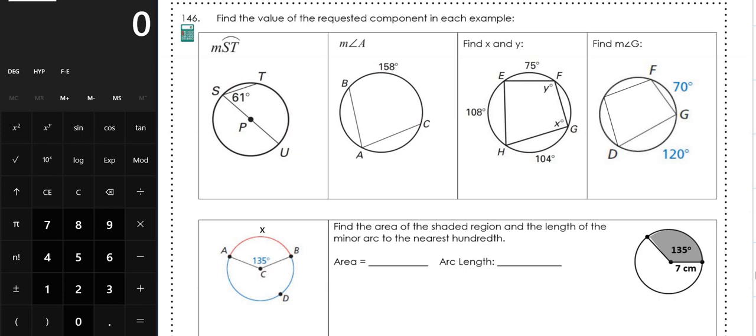Page 29. We're talking all about circles. For number 146, we have a lot of different questions all crammed together under number 146, so each one I'm going to talk about separately. The directions say find the value of the requested component in each example. All right, let's zoom in.